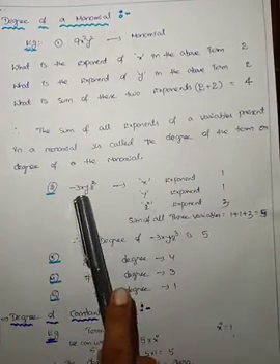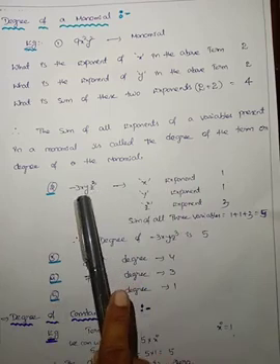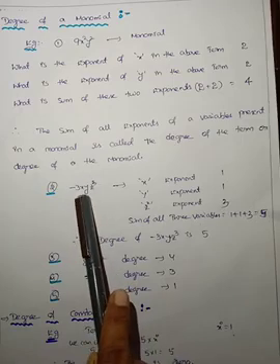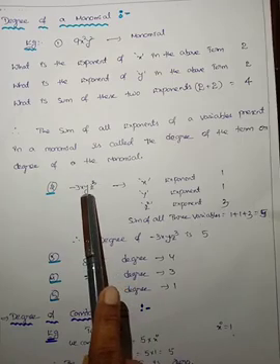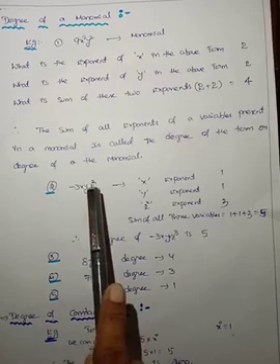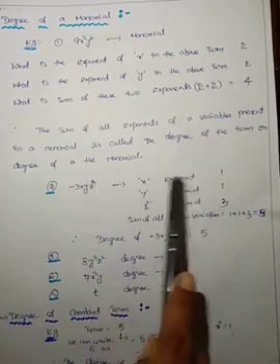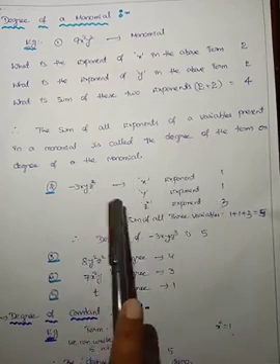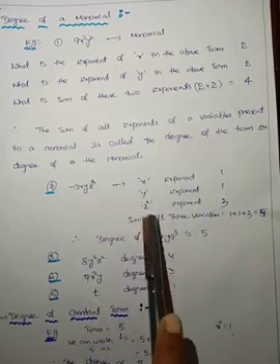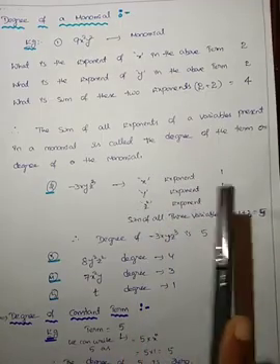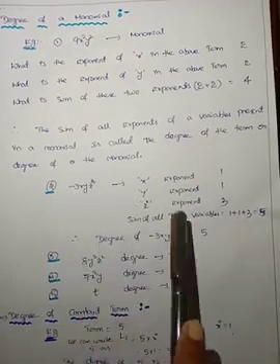Let us take another example. 3xyz cube. Here x, y, z are variables. This is the monomial. We have to take the exponents of every variable. What is the exponent of x? 1. What is the exponent of y? 1. What is the exponent of z? 3. Sum all these exponents of the variables. 1 plus 1 plus 3 is equal to 5. So the degree of this monomial is 5.